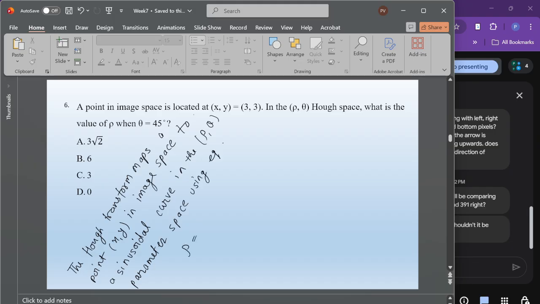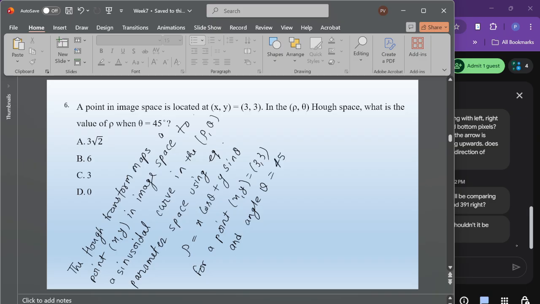This is the equation: rho is equal to x cos theta plus y sin theta, where rho is the perpendicular distance from the origin to the line and theta is the angle between the normal to the line and the x-axis. Okay, so for a point xy is equal to 3, 3 and angle theta is equal to 45 degree.